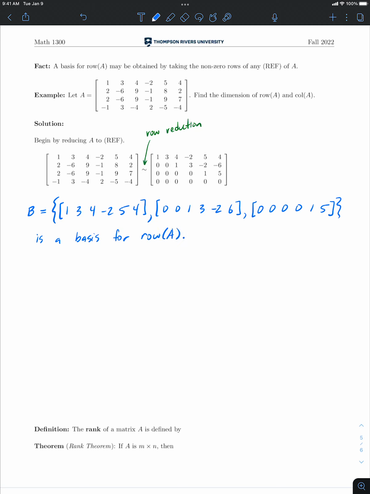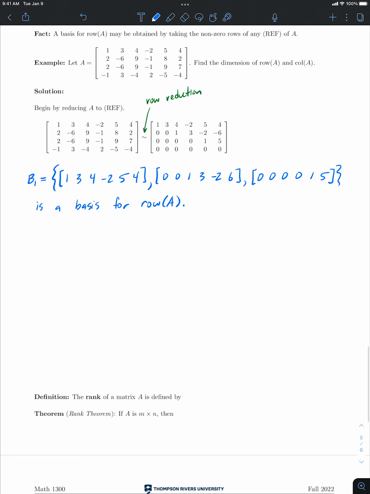Now, I'm going to say B1 here because we're going to talk about another basis in the same problem, and I don't want the two to get mixed up. I don't want to use the same symbol to mean 2 different things. That's a bad practice in mathematics. So let's say now B2, and this is going to be a basis for the column space of A. Okay, so how do we get the column space?